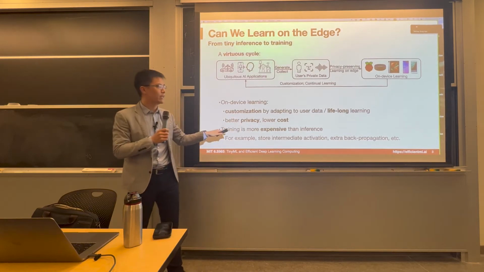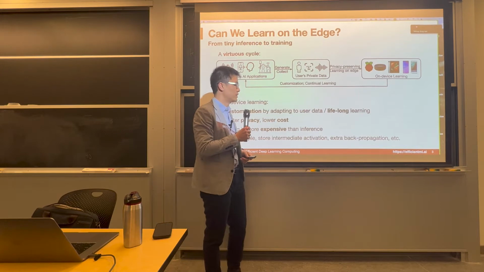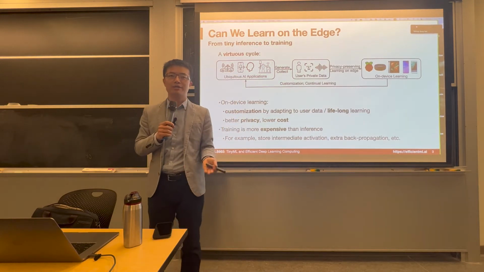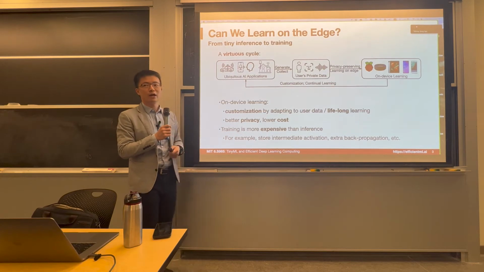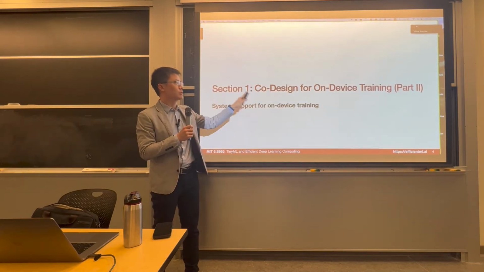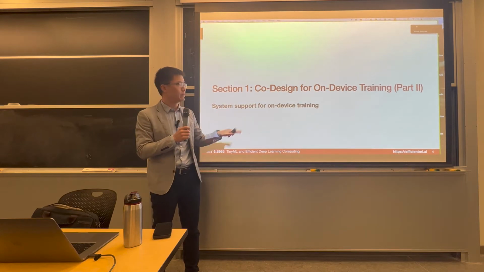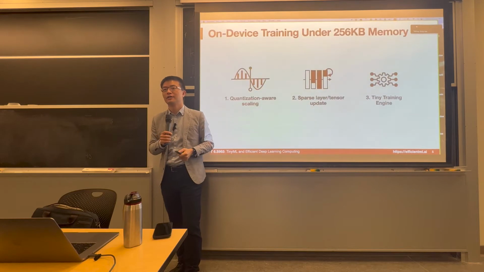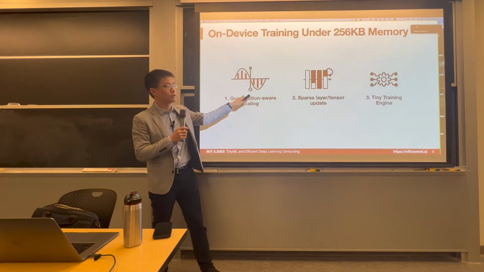But we talked about how training is much more expensive than inference due to the activation, due to the batch size, right? And how do we conquer those problems? So we first discussed this co-design for training, right? So first start with the algorithm side and then the system side. In the last lecture, we talked about these two parts.